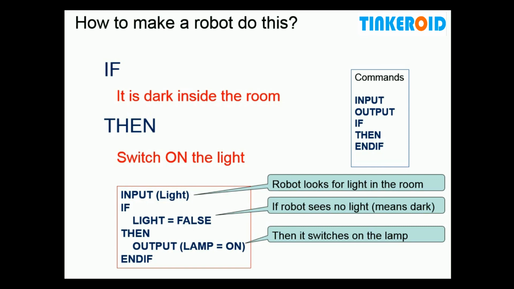If we upload this program to the robot, what will our robot do? The robot will look for the light in the room. The input, light. Then if the robot sees there is no light in the room, means it's dark, then it will switch on the lamp. Lamp on means switch on the light. That's all. The program is done.